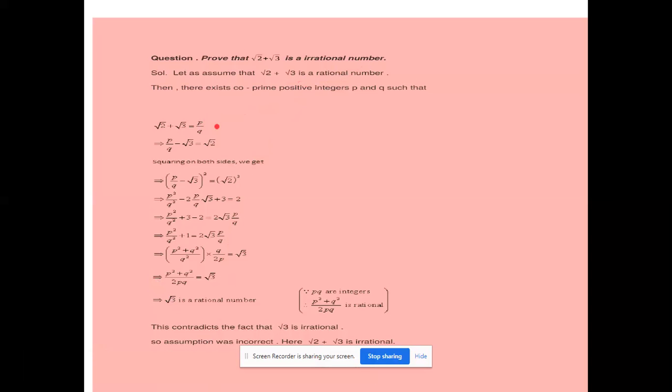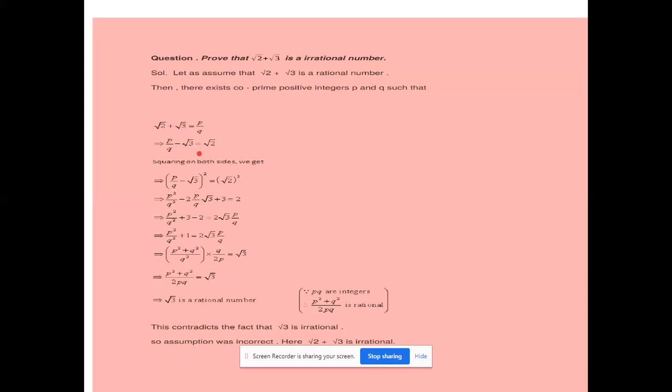where p and q are co-prime integers and q is not equal to 0. There is another method: you can square both sides and add the square of this, but that is more typical. To prove this in the simplest way, you will take square root 3 to the other side. So you can write this as p upon q minus square root 3, and this will be equal to square root 2.